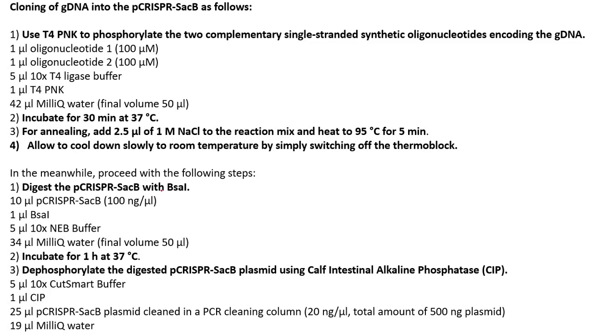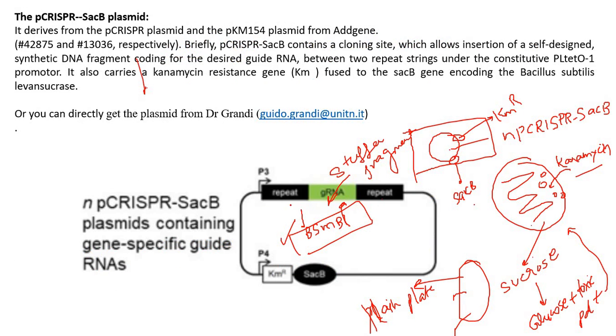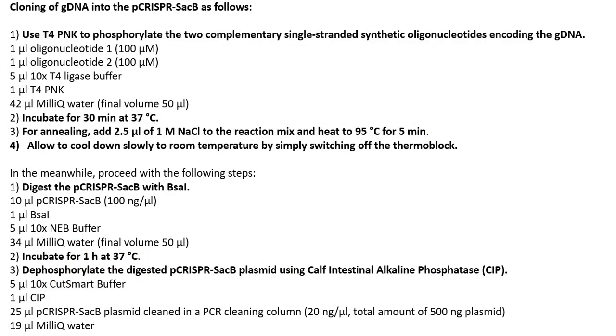In between this time, you can cleave the plasmid with the BSE1. I'm sorry, not BSM1. This is the BSE1 restriction enzyme, purchased from NEB. Take your plasmid, the restriction enzyme, the buffer and the water, and incubate for 1 hour at 37 degrees centigrade. This enzyme is going to cut this plasmid. Okay.